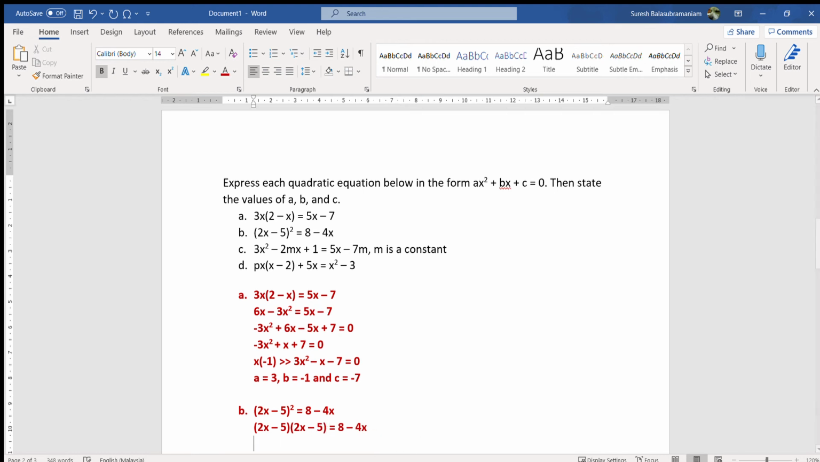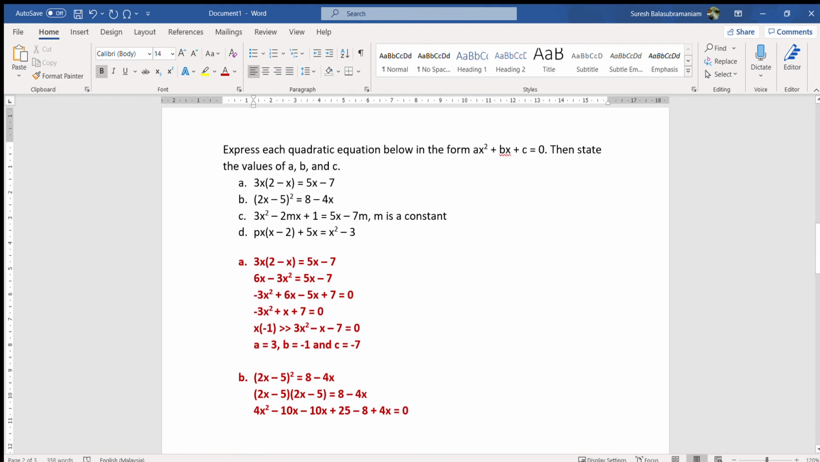Okay, moving on. So 2x multiply 2x, you get 4x square. 2x multiply -5, you get -10x. -5 multiply 2x, you get again -10x. -5 multiply -5, you get +25. And I'll bring 8 minus 4x to my left, so I'll get -8 plus 4x equals to 0.